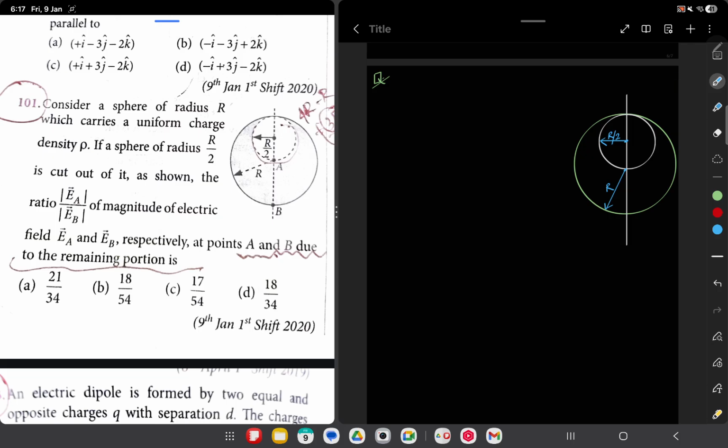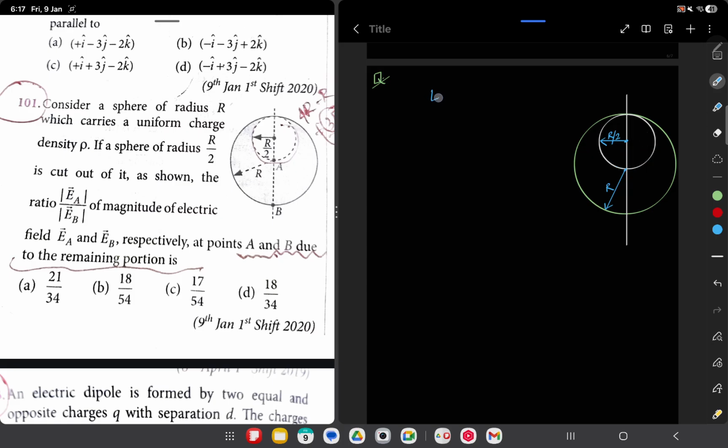In this question, consider a sphere of radius r which carries a uniform charge density rho. If a sphere of radius r by 2 is cut out of it as shown, find the ratio Ea by Eb of the magnitudes of electric field Ea and Eb respectively at points A and B due to the remaining portion. So there is a sphere of radius r which carries a uniform charge density rho. There is one more sphere of radius r by 2, which is cut out from it.